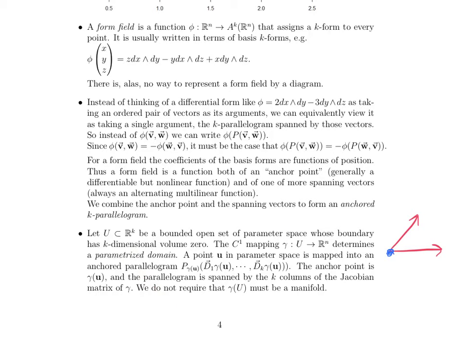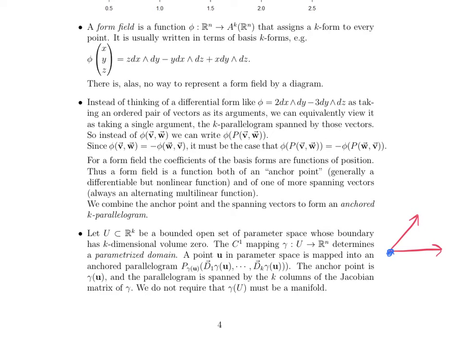So let's take a look at this. It says that U is a subset of Rk. It's a bounded open set of parameter space whose boundary has k-dimensional volume 0. The C1 mapping that takes us from U to Rn, that's called gamma. That's our parameterization. It determines a parameterized domain. A point in the parameter space is mapped into an anchored parallelogram. Note that there's actually a point in the parameter space that maps into the anchor point for the parallelogram, and then the vectors that span the parallelogram come from the columns of the Jacobian of our parameterization. The anchor point is going to be gamma u, and the parallelogram is spanned by the k columns of the Jacobian matrix. We do not require that gamma u be a manifold.